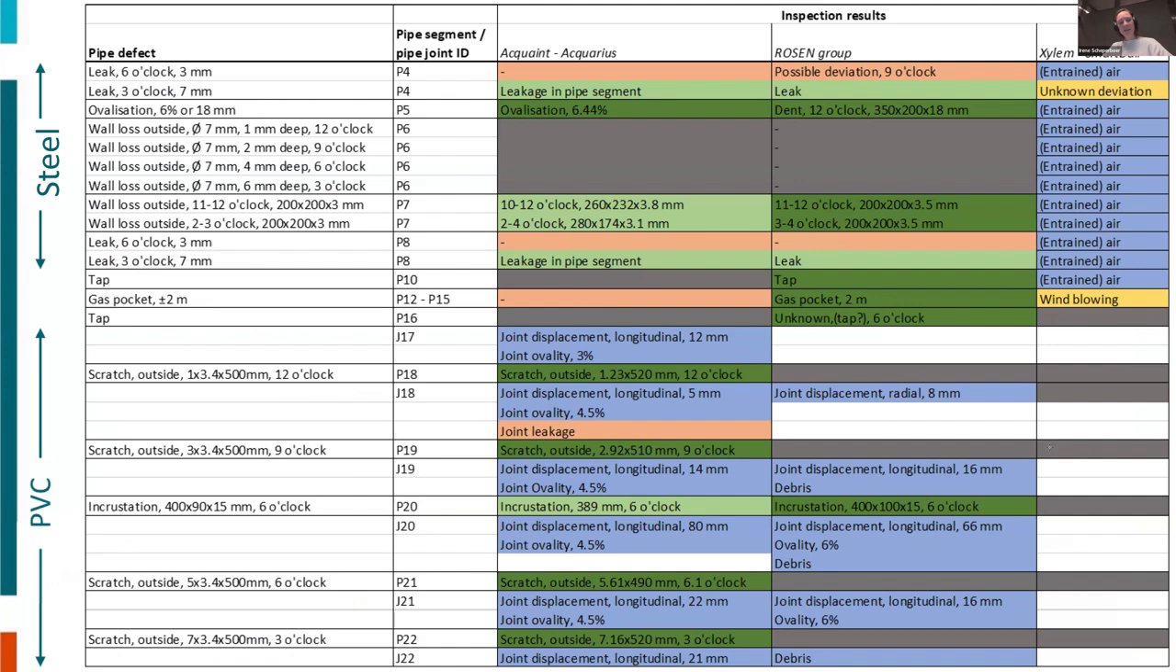What we can see from this, I will first explain these colors. So dark green color means that the detection of the anomaly was spot on. So it was the right location. It was correctly named as the defect that was actually there, and it was sized according to the specifications claimed by the companies themselves. Light green means that the defect was there, it was correctly identified, but that the sizing was a little bit off the claimed accuracy.